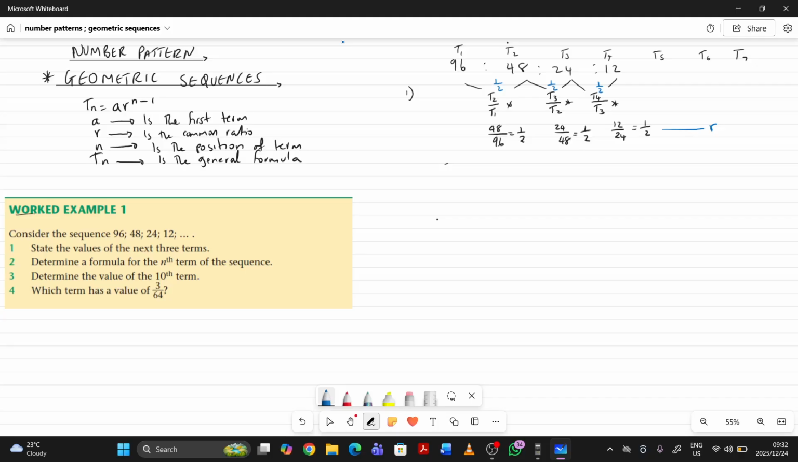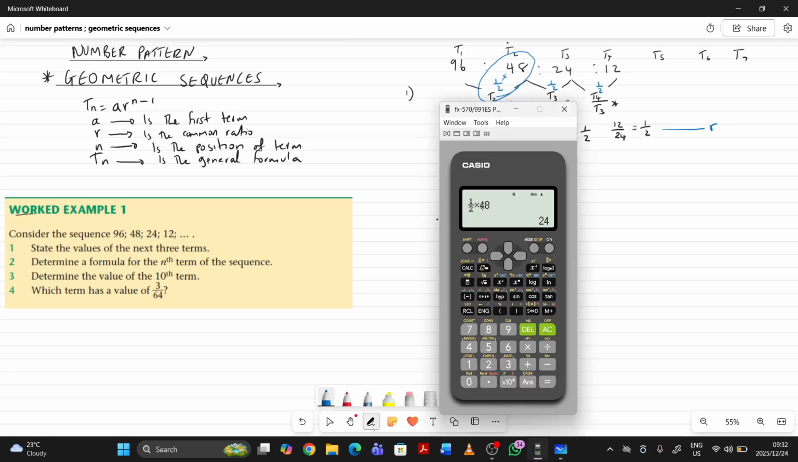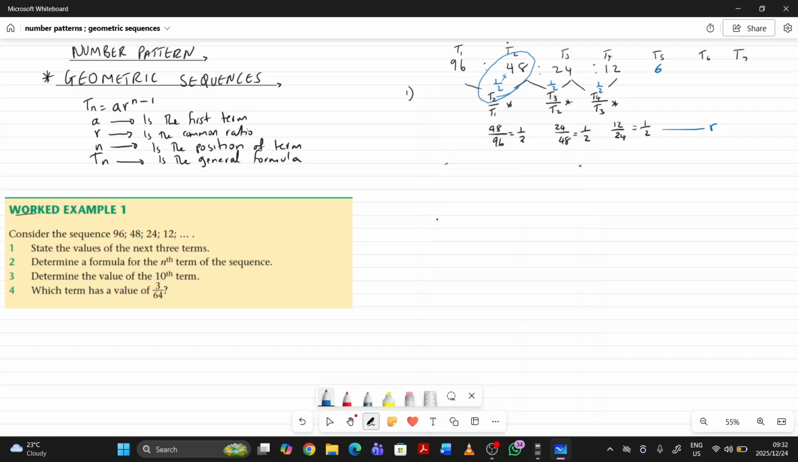Now, in order for us to get the next term, we take the common ratio and multiply it with the previous term. If you say half times 48, that will give you 24, which is the following term. We can test it with our calculator: half times 48 gives you 24. Half times 24 gives you 12. Half times 12 gives you 6, as you can see.